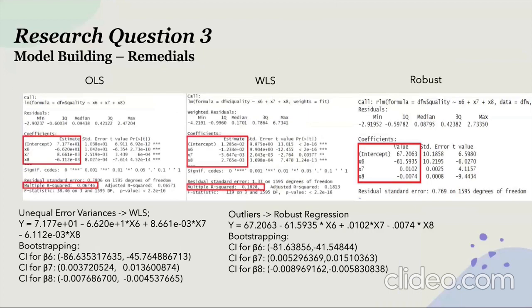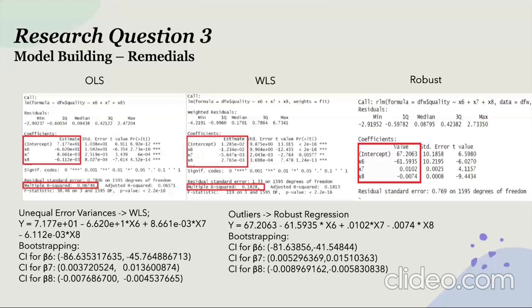Due to the violations we had earlier, we need to apply remedial methods via WLS regression and robust regression. For the unequal error variance, we applied WLS regression, and for the outliers, we applied robust regression methods. We can see the model summaries of these remedial methods as well as the new models given here and here.